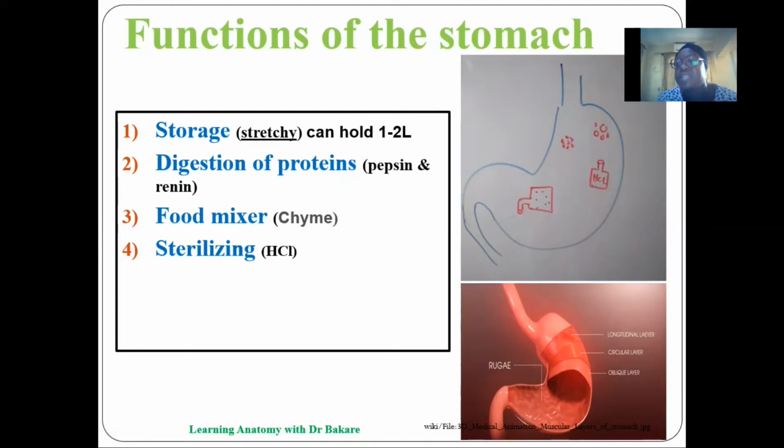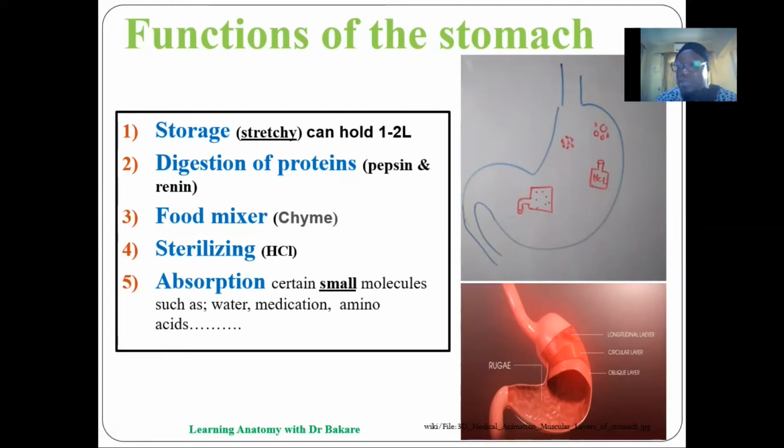It's also involved in the absorption of small molecules, but the absorption function of the stomach is not like what is seen in the small intestine. The small intestine is solely responsible for absorption of nutrients. In the stomach, absorption also occurs, but at a very minimal rate. So it helps to absorb small molecules such as water, medication, and also amino acids.